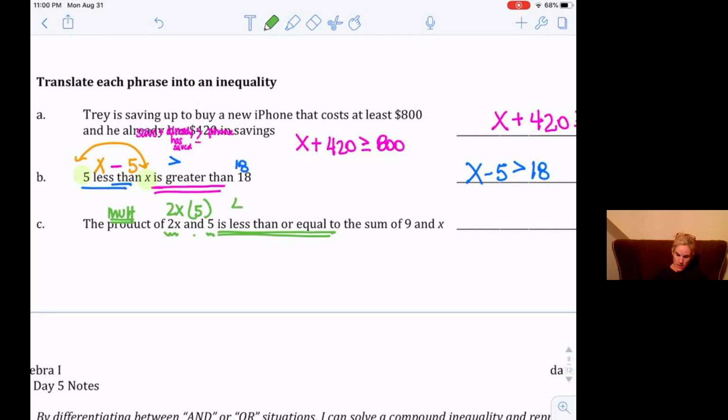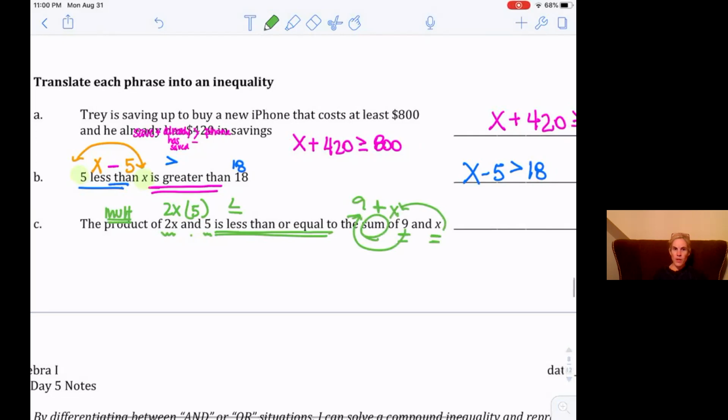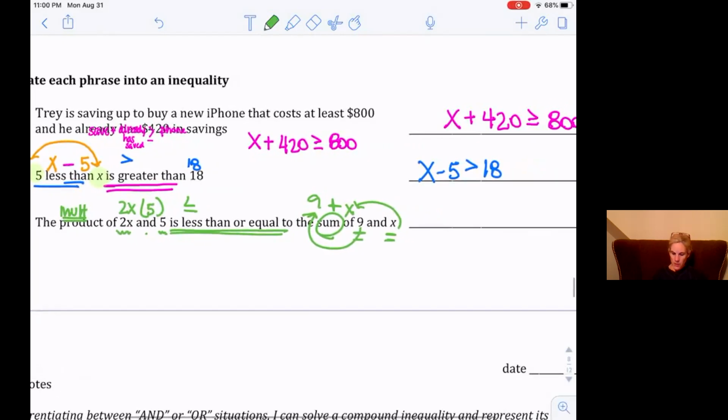So we have less than or equal to the sum of 9 and x. Sum means addition. We want to add 9 and x, so one goes in the front and the second piece goes behind. And then we have our inequality. We'll just clean it up. This says 2x times 5 is less than or equal to 9 plus x.